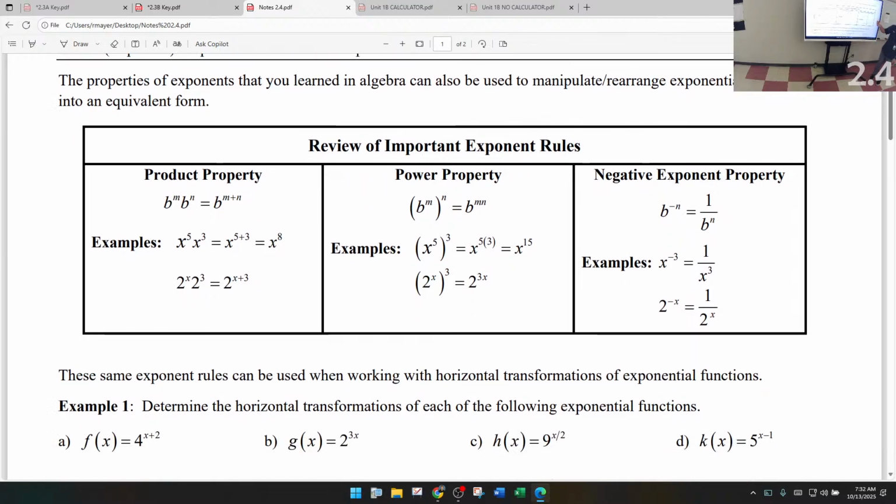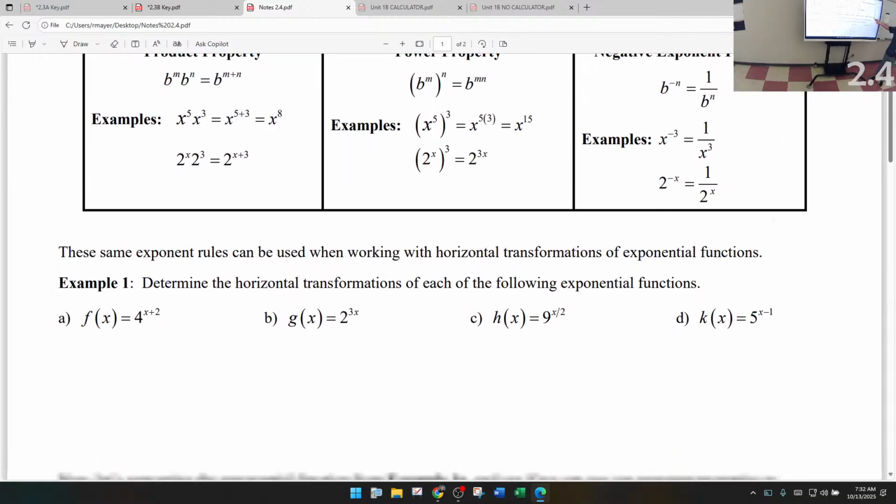Okay, so 3 rules you need to know. The product property, which you guys already know. The power property, you know all 3 of these. It's just, we're going to take it to a different level.